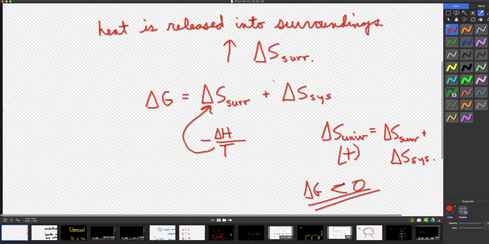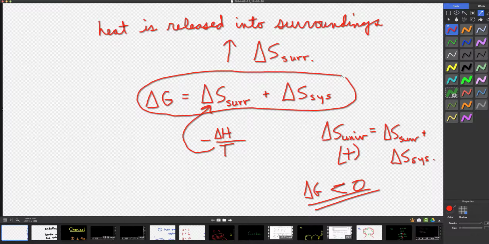So I haven't written this in a mathematically proper way. I'm simply emphasizing that delta G is an algebraic sum of the delta S of the surroundings and the delta S of the system. If the delta S of the surroundings is negative, that means we had an endothermic process. As long as the delta S of the system is more positive than the delta S of the surroundings is negative, we'll still have a spontaneous process.